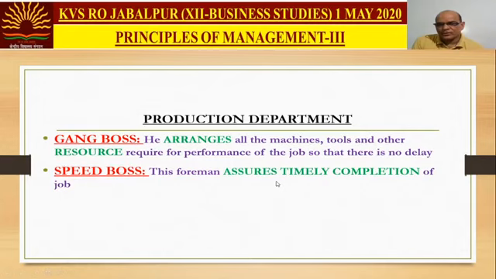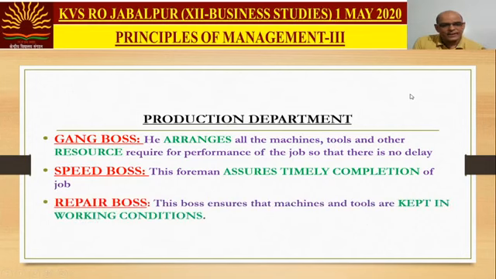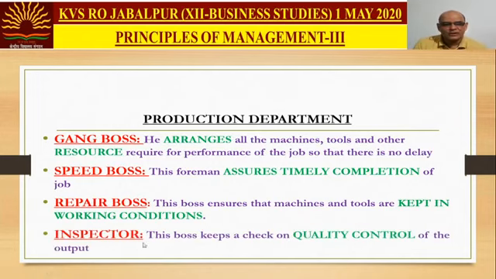Second is speed boss. He assures the timely completion of the tasks. Repair bosses, their main task is to keep all the machines and tools in proper working condition. Whenever there is a repair required, he will go and attend the complaint. The last person in the production department is inspector, and his main task is quality control. He will see the quality checks.